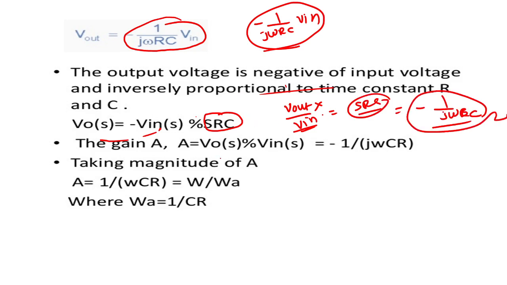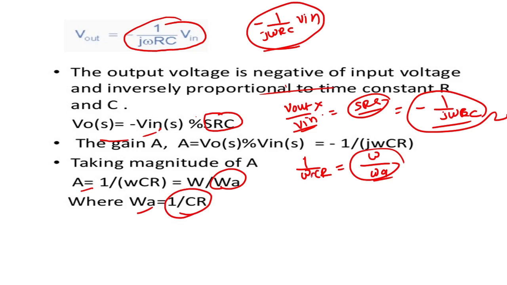From this, if I take the magnitude of A, the amplitude is nothing but 1 divided by omega RC, which is omega a divided by omega, where this omega a is nothing but 1 divided by CR.